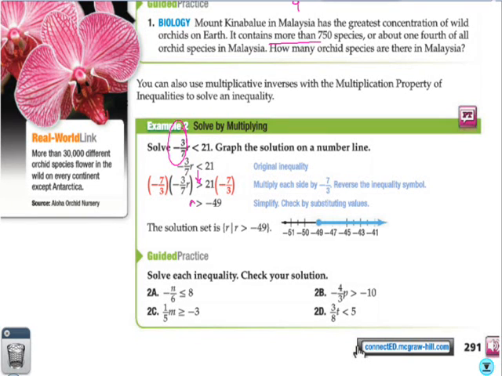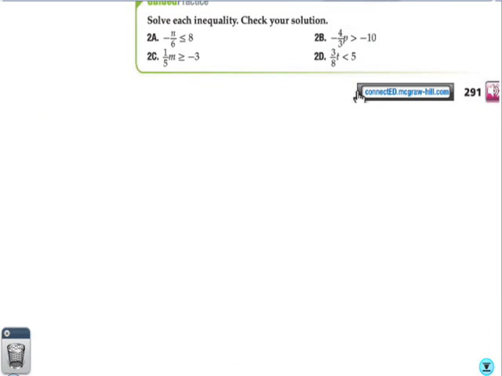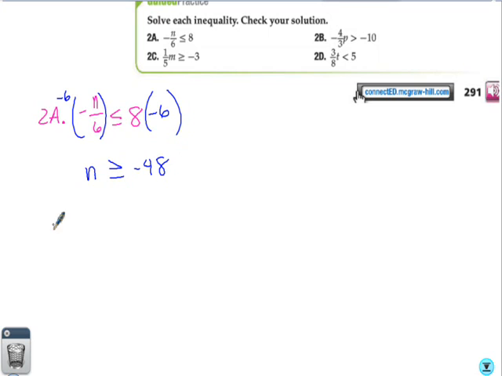And here we're going to graph on a number line. So let's go ahead and we'll do one of these together just to make sure everybody's on the same page. And then you'll do the rest on your own. So let's take 2a. Okay, we have -n/6 is less than or equal to 8. I'm going to multiply both sides of this by -6. Okay, -6 times -n/6 leaves me with just n. I multiplied by a negative, so the inequality switches directions. 8 times -6 is -48.